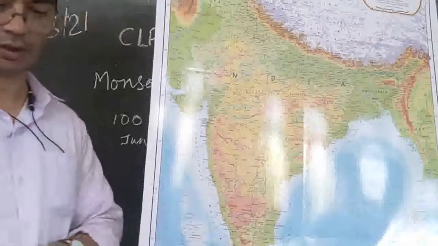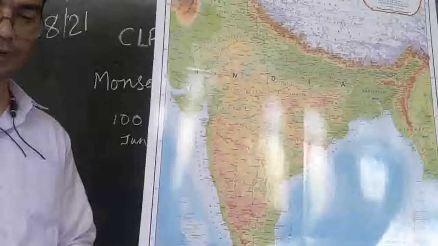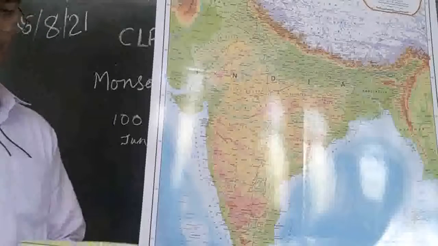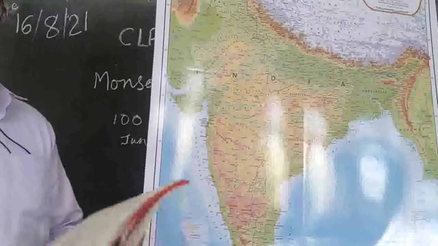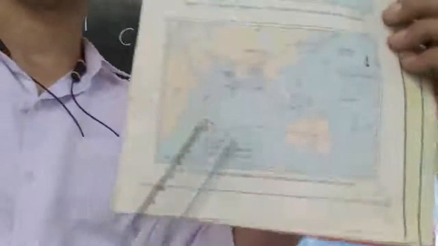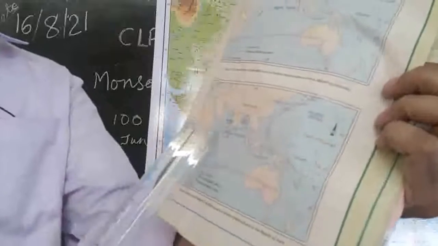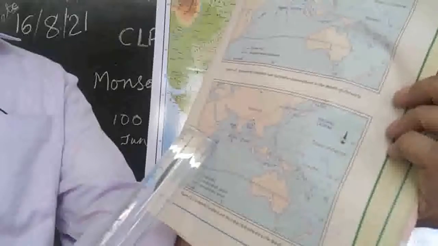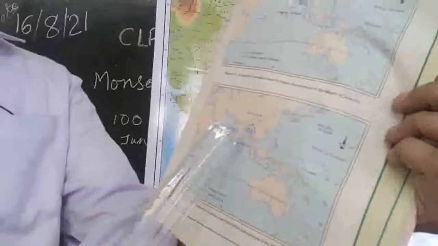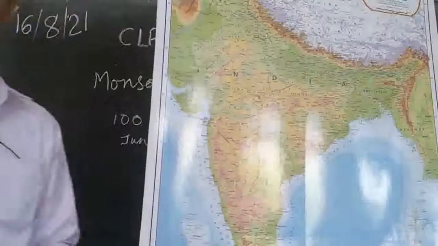You can see on your next page, the figure number 4.3, the picture is given there, showing how the monsoon is reaching every part of our country. You can see here. So India is here, and you can see the arrow directions showing how the wind is blowing. Two streams: one is blowing from the Arabian Sea side, another is blowing from the Bay of Bengal side. That is how the wind is moving.